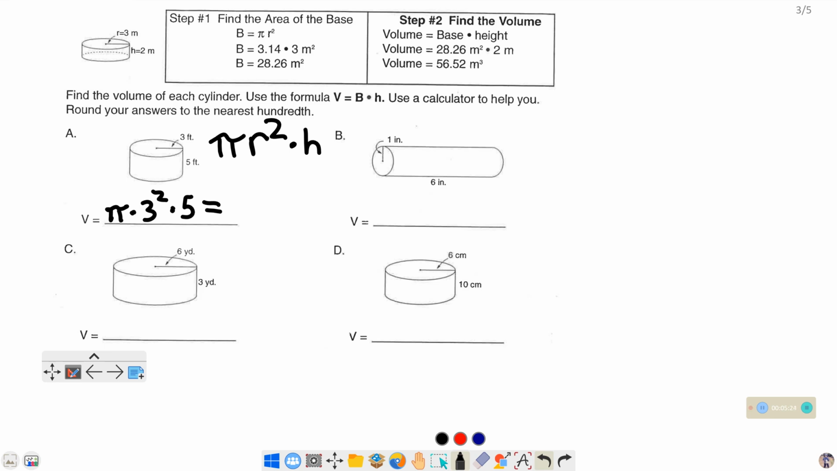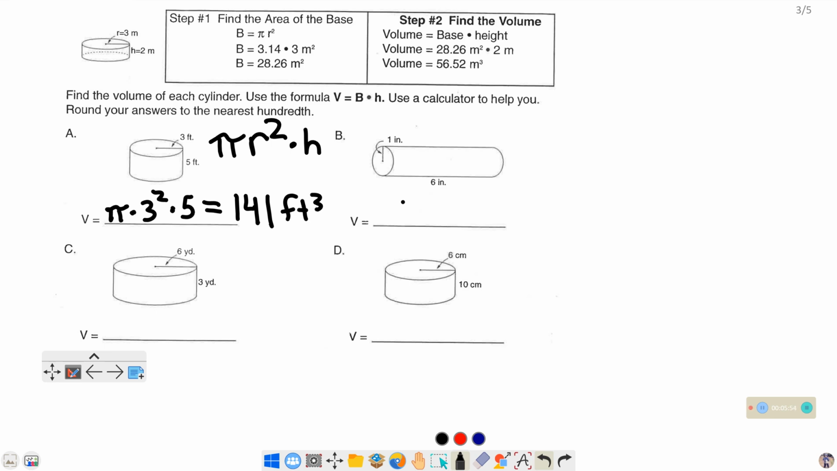And after you type this in your calculator, you get the number 141.37166694. I don't care about all that, okay? What I want you to do is round to the nearest whole number. So you pay attention to the tenths place, and the tenths digit tells you to stay put or go up. So in this problem, my final answer would be 141, technically feet cubed.